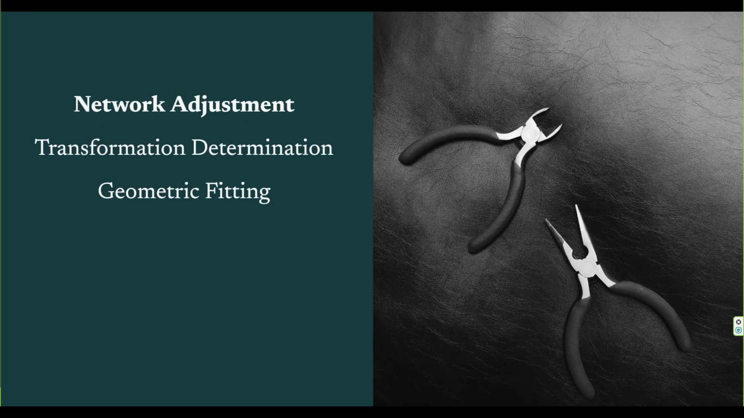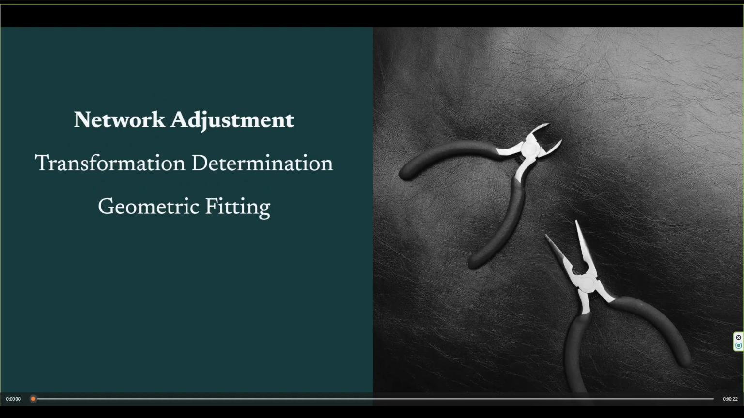To summarize, the three main problems that we addressed today are network adjustment, transformation determination, and geometric fitting. All of them share a lot of similarities in terms of adjustment, but as I mentioned before, network adjustment is the most complex, and I would like to start with that part, explaining the observation model, and this will be the topic of this series that we will continue.